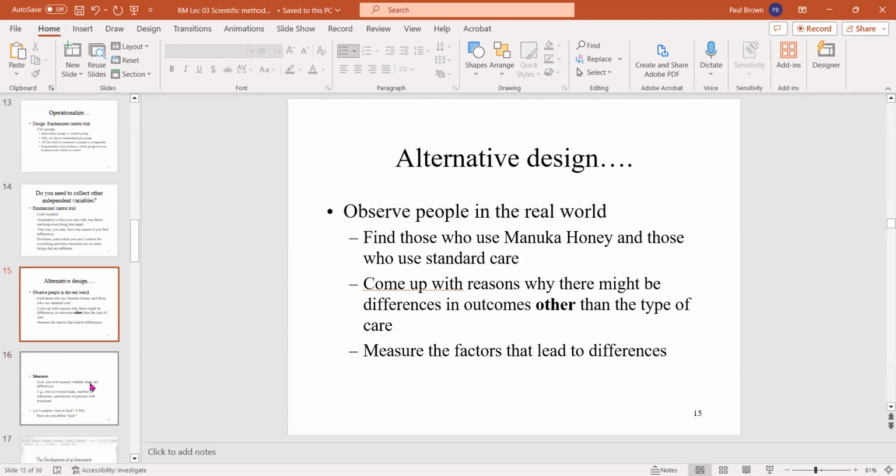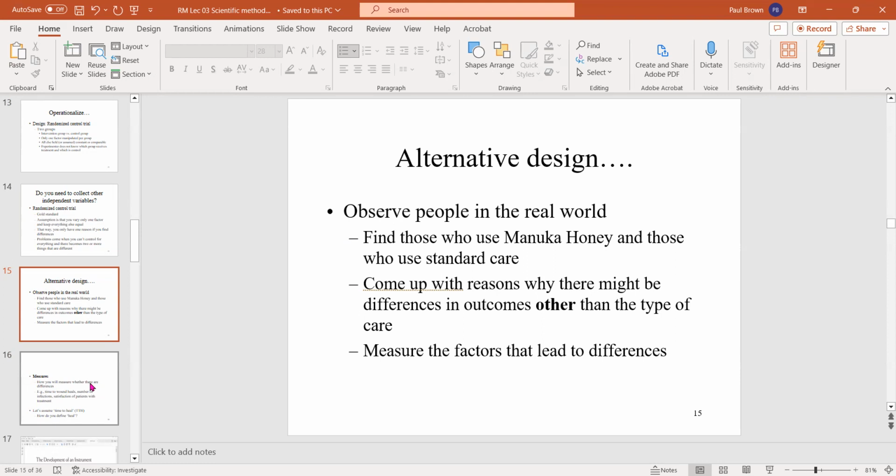An alternative design would be an observational study. So what you do is you go out there and you find people who are using Manuka honey, and you find people who are not using Manuka honey. So maybe advertise, right? Or go to a shop where they sell Manuka honey, and when someone comes in, you recruit them. You recruit those who are buying Manuka honey, and you recruit those who are just buying a standard Bactine or whatever it's going to be. If you do that, you're not randomizing, correct? So what's the problem with doing it that way?